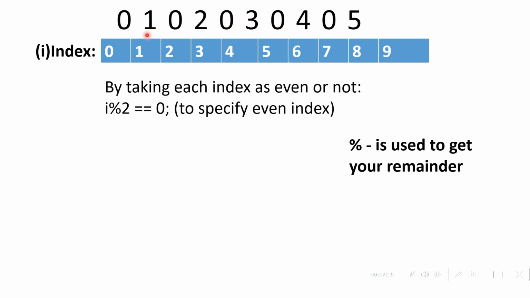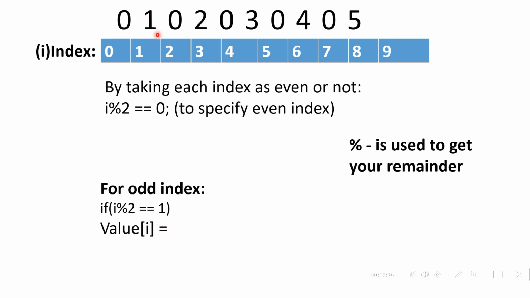The odd indexes are 1, 3, 5, 7 and 9, with values 1, 2, 3, 4 and 5. In order to find the odd index, you just have to change the condition slightly: i % 2 == 1. For the odd index your remainder will be 1. If you want to check it, just make your own calculation. For the odd index, if i % 2 == 1, the index is odd. Now the value at the ith index, that is the odd index, should be what? That is the final answer that we have to find out.